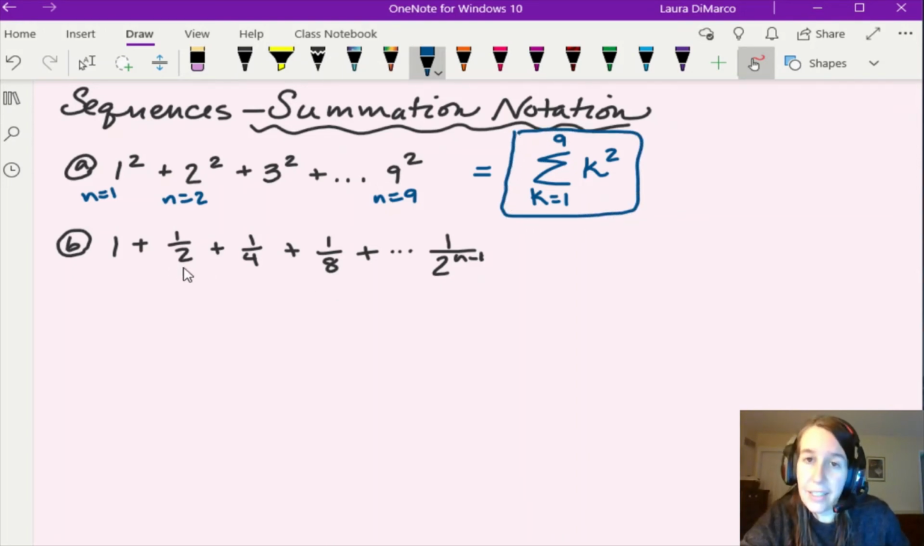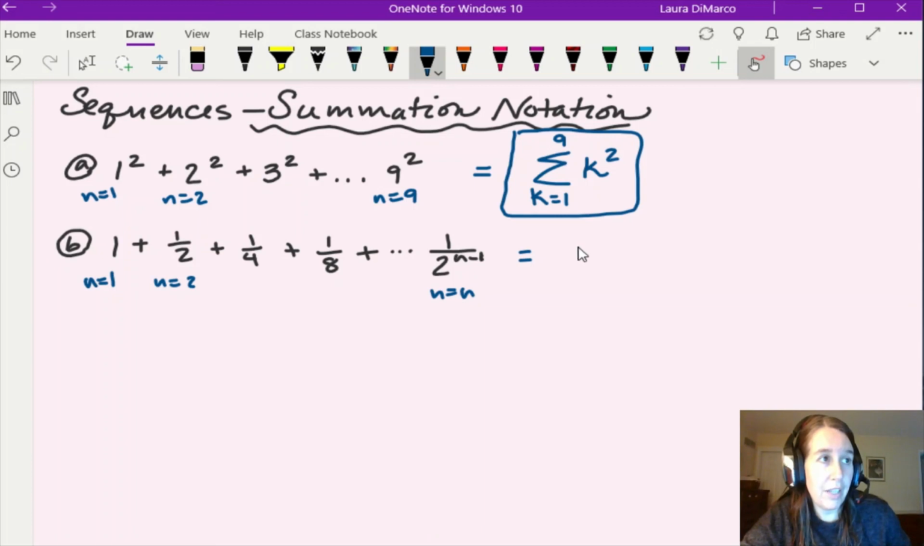For the second sequence, we have 1, then 1/2, then 1/4, then 1/8, all the way to 1 over 2 to the n minus 1. They actually kind of give us the formula that we're going to use. And notice that our n's go like n equals 1, n equals 2, and all the way to n equals n, right? So this is actually an infinite sum.